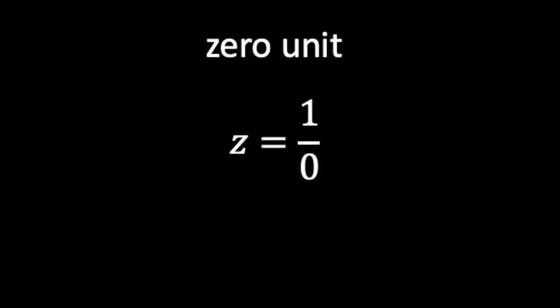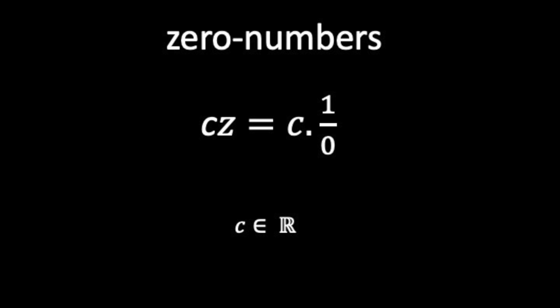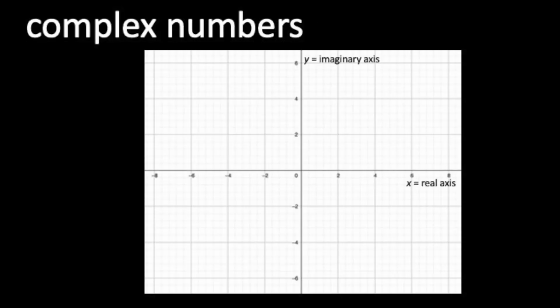Last time we introduced the zero unit, z, equal to 1 divided by 0, and constructed zero numbers of the form cz, where z is 1 divided by 0, and c is a real number. We also saw that a complex number can be represented in a two-dimensional plane with an axis for the real part and an axis for the imaginary part of the numbers.